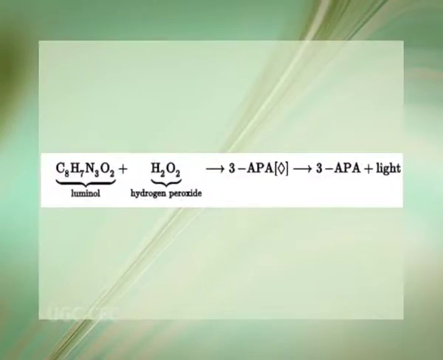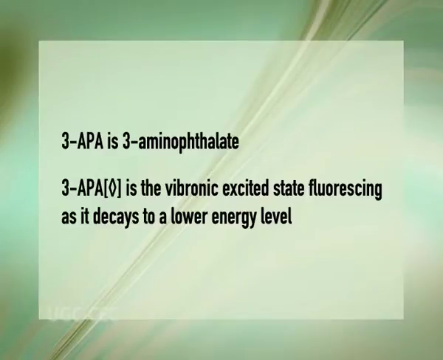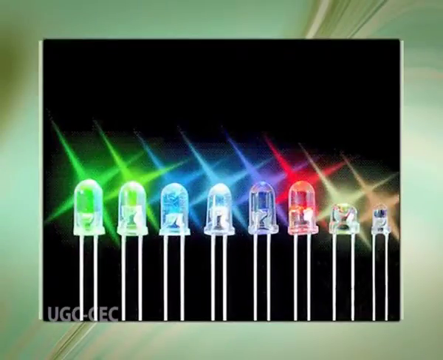we have C8H7N3O2, that is luminol, plus H2O2, that is hydrogen peroxide, gives 3 times APA in the excited state, that is amino phthalate, which gives 3 times APA plus light, where 3APA is 3-aminophthalate and 3APA star is the vibrationally excited state, fluorescing as it decays to a lower energy level. The decay of this excited state to a lower energy level causes light emission.